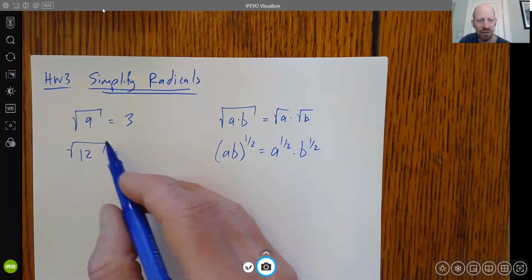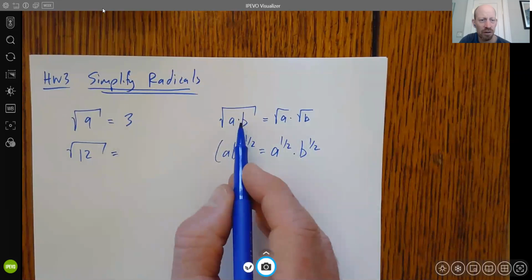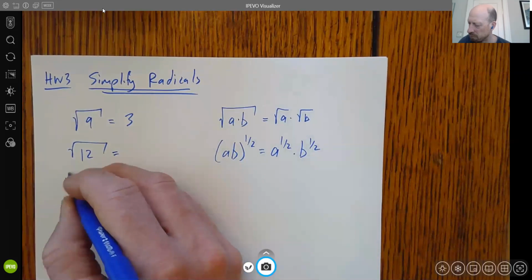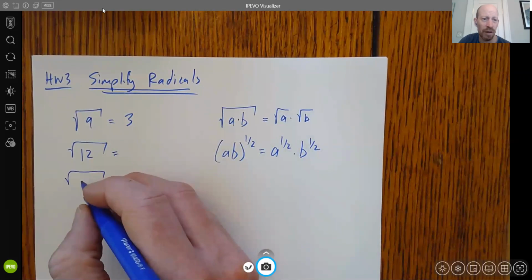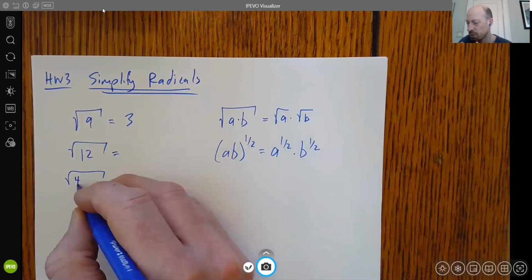Now, the question is, how does it apply to this situation? Well, in order for this to work, I need to factor what's inside. And you can factor 12 in a couple ways. You can do it 2 times 6, but that's not very helpful.